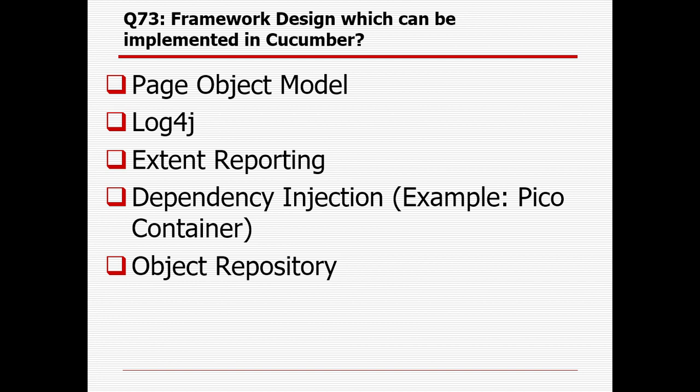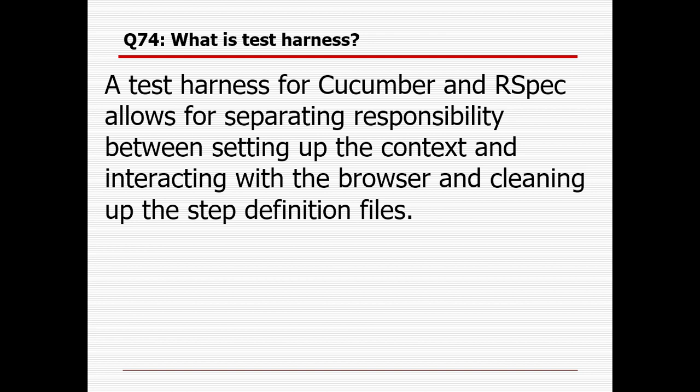What is the framework design which can be implemented in Cucumber? You can implement page object model, you can implement log4j, you can implement external reporting, right? You can add dependency injection like PicoContainer, you can add an object repository. So this is the framework design part you can implement whenever you are creating a project in Cucumber with the help of BDD. What is a test harness? A test harness for Cucumber or RSpec allows for separating responsibility between setting up the context and interacting with the browser and cleaning up the step definition file.